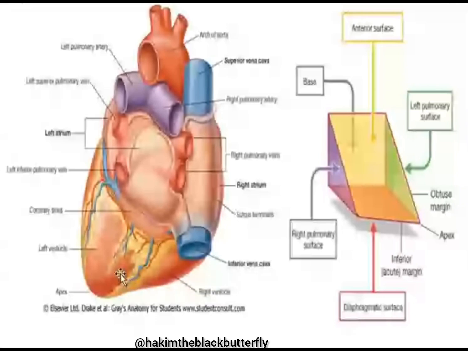The left ventricle, the posterior interventricular groove, and the right ventricle, and also the inferior vena cava. So these are the chambers which form the inferior or diaphragmatic surface of the heart. Left ventricle, posterior interventricular groove, right ventricle, inferior vena cava: they form the inferior surface of the heart.